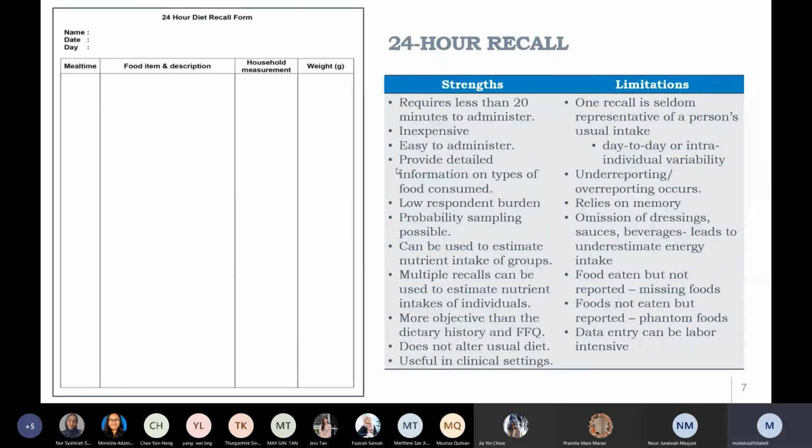But some of the food eaten is not reported because they are shy to report the food, maybe. So this is considered missing food. Although how good you probe them, if they do not want to report, it's going to be missing in your 24-hour diet record. There are also foods not eaten but reported. This we call phantom foods. Maybe the dietitians will have a lot of experience in this.